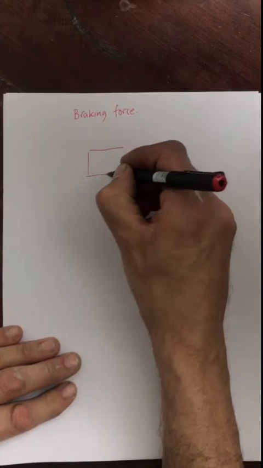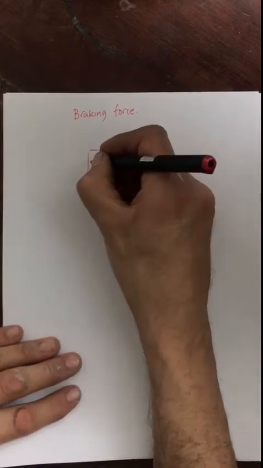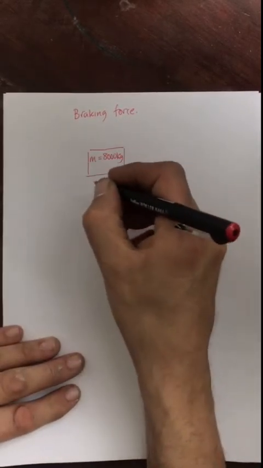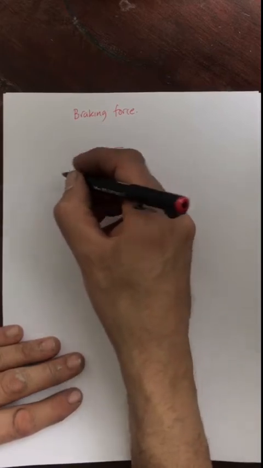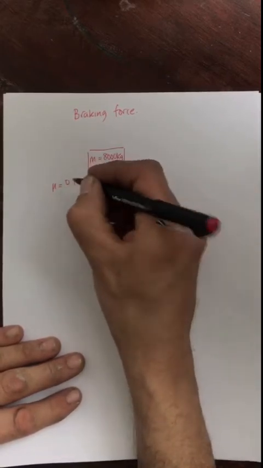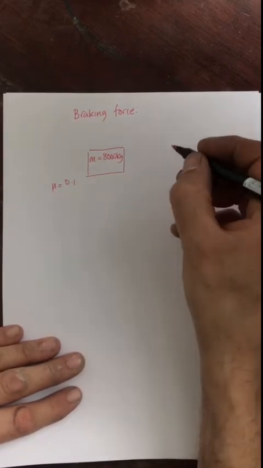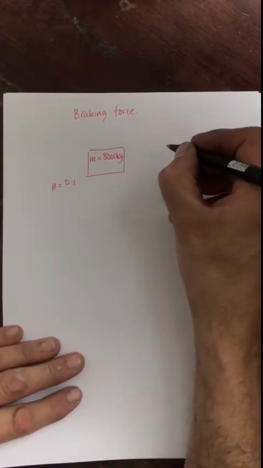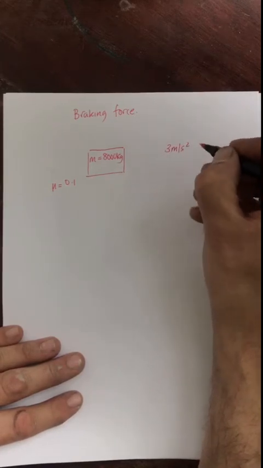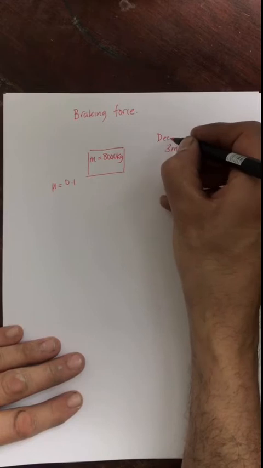So we have a big truck and the truck's mass is 8,000 kilograms. The rolling resistance of the truck, or the coefficient of friction of the truck against the road, is going to have a coefficient of friction of 0.1, and there's going to be a deceleration of 3 meters per second squared. So that's going to decelerate.